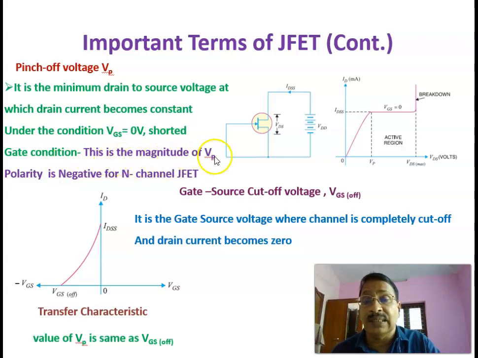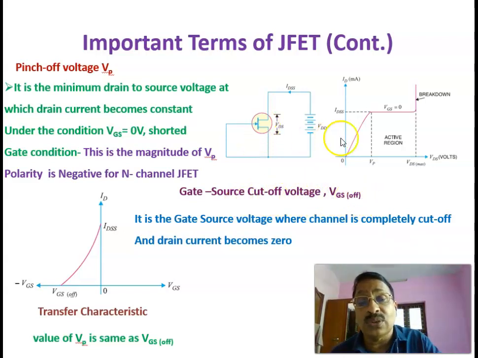This is the magnitude of the pinch off voltage, and the polarity is negative for an N channel and positive for a P channel. Therefore, the gate to source cutoff voltage is the same as VP. Another term is called VGS off. That is the gate to source cutoff voltage.